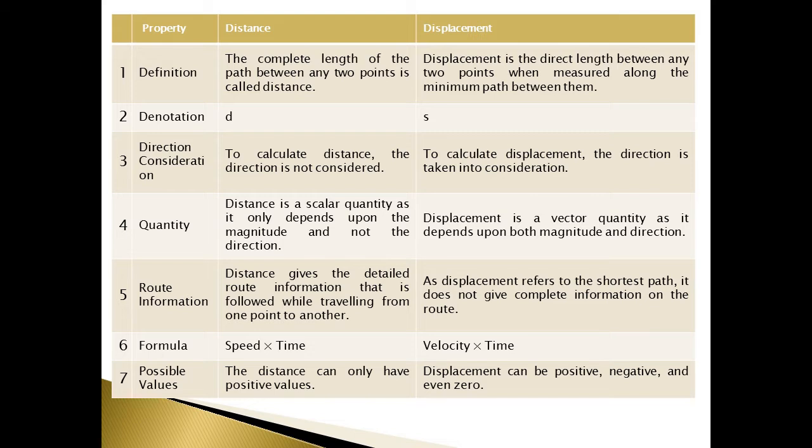Distance is a scalar quantity as it only depends upon the magnitude and not the direction. Displacement is a vector quantity as it depends upon both magnitude and direction. Distance gives the detailed route information that is followed while traveling from one point to another, while displacement refers to the shortest path. It does not give complete information on the route. The formula for distance is speed into time, while the formula for displacement is velocity into time. The distance can only have positive values. Displacement can be positive, negative, and even zero.